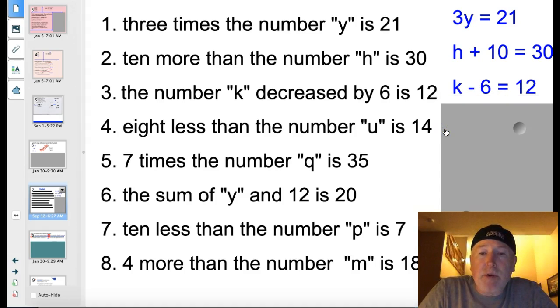8 less than the number u is 14. So is it 8 minus u or u minus 8? Well, it's 8 less than u, so the u comes first.